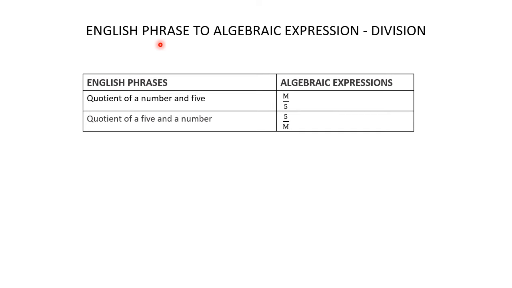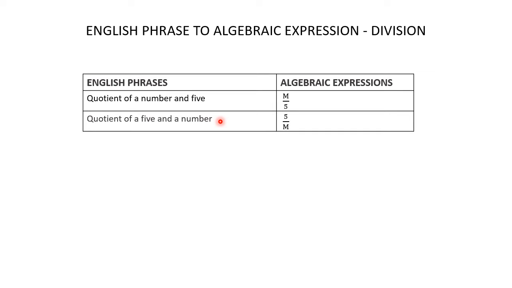Now let's translate a few English phrases to algebraic expressions. These phrases indicate that you have to do division in the problem. Let's look at this phrase. Quotient of a number and 5. Let the number be m. So quotient of m and 5 is written as m divided by 5.